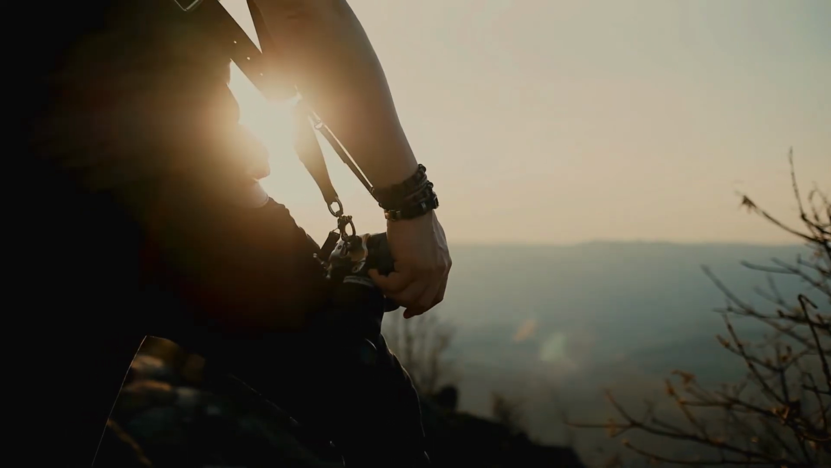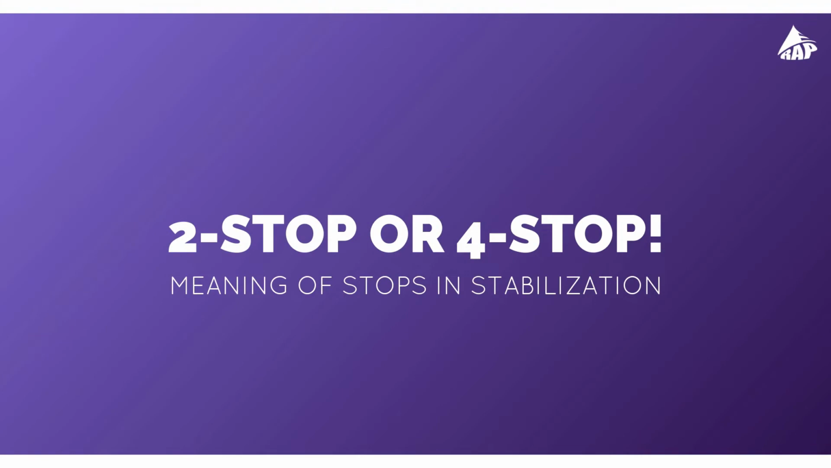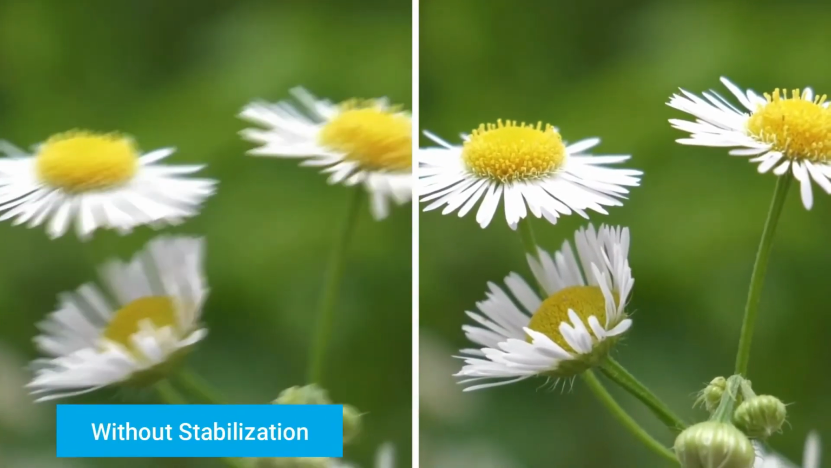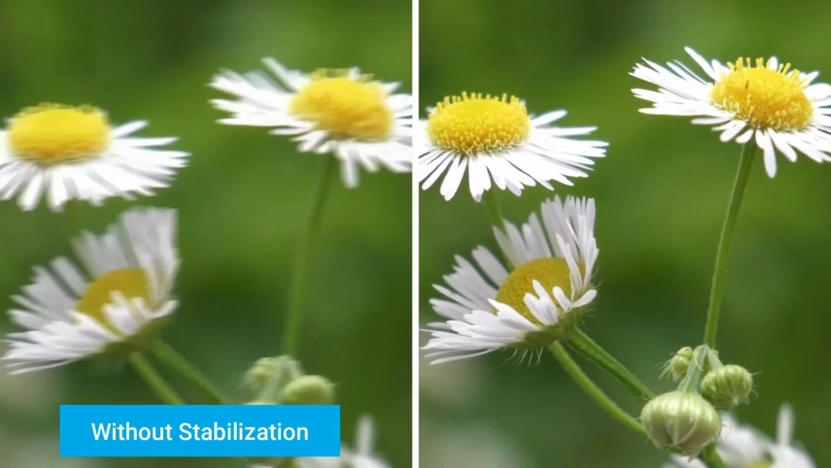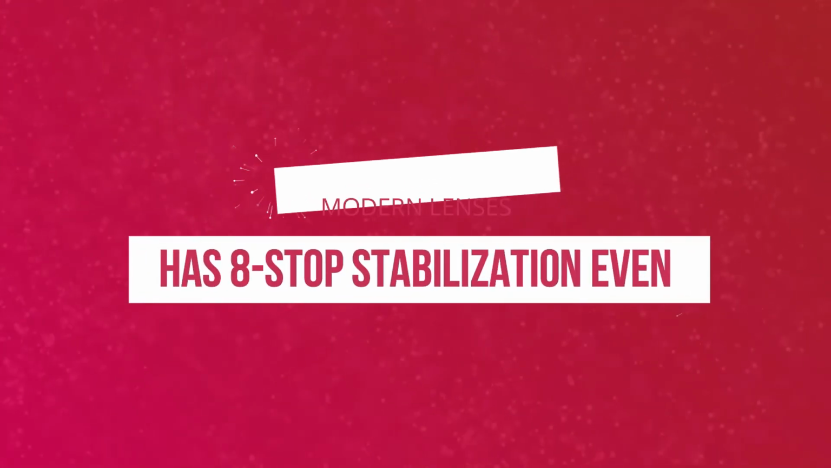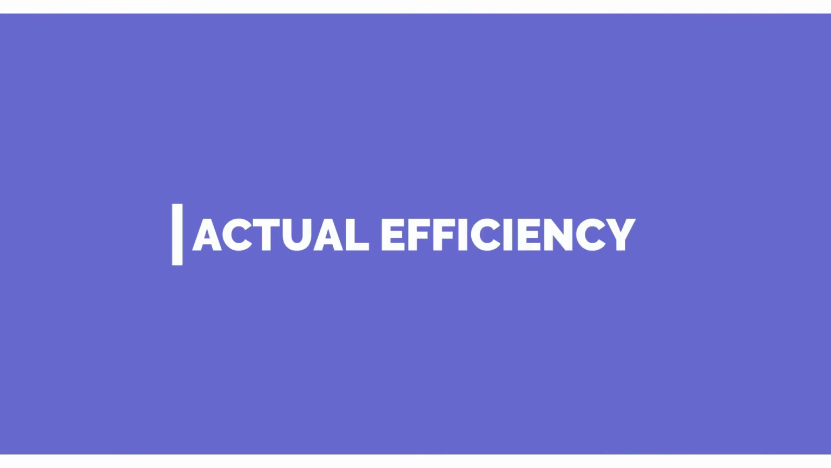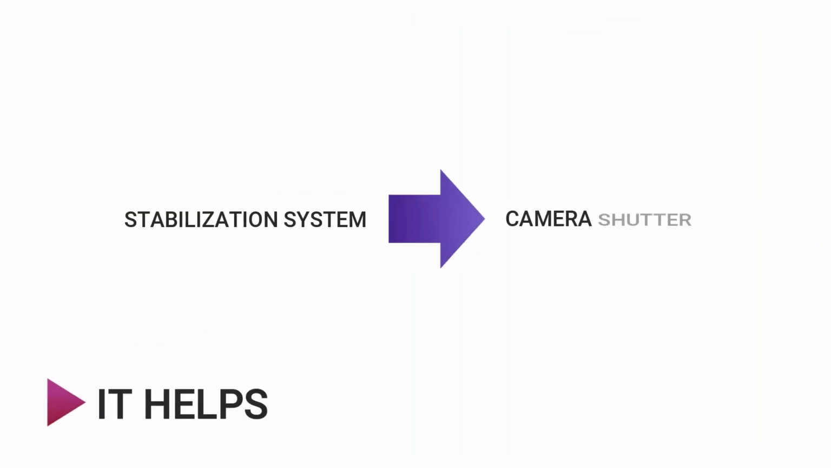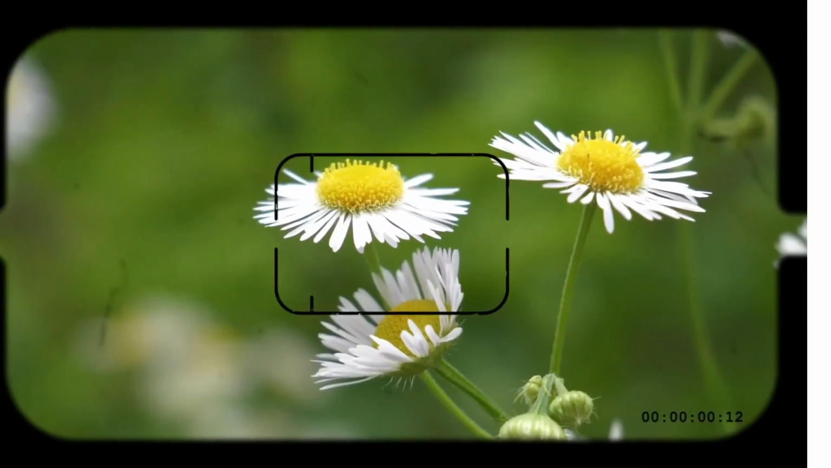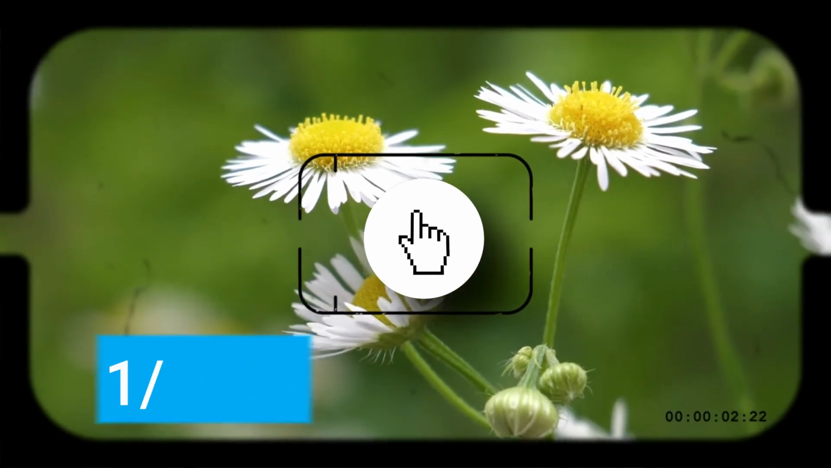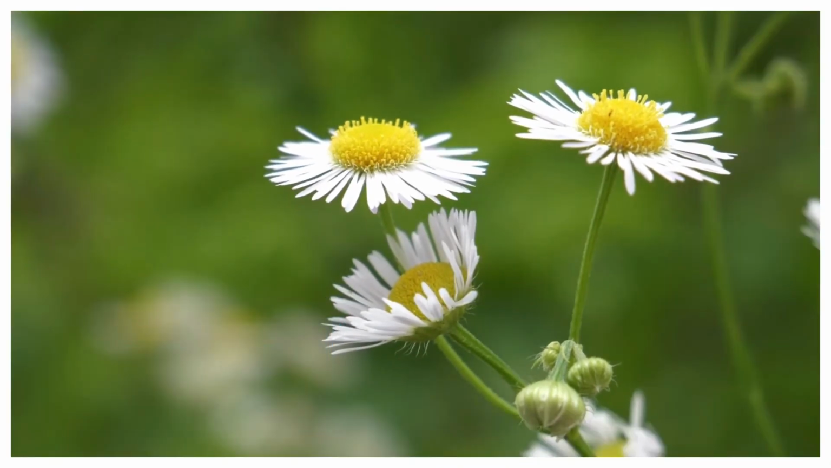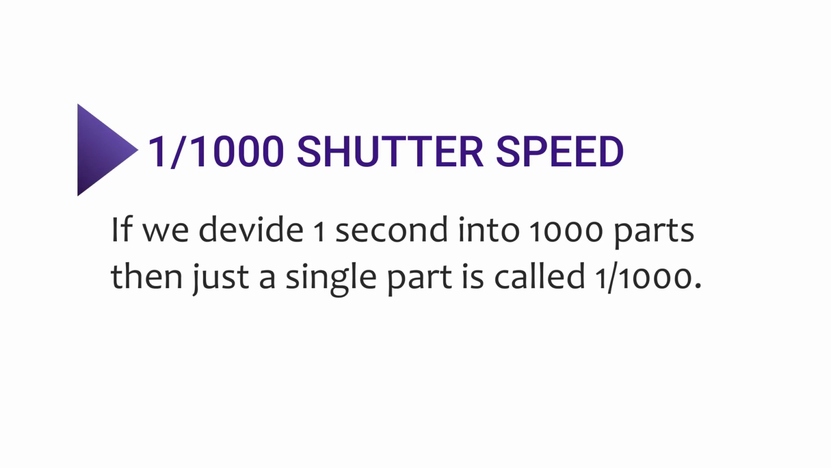You have probably seen that many camera lenses come with a 2-stop shake reduction mechanism, while some lenses come with 4-stop or even further. So what do these stops mean, and how do we understand the actual efficiency of these stops? The vibration reduction mechanism of the lens actually aids the camera shutter speed. Suppose you are taking a picture with a shutter speed of 1/1000, then in proper daylight you won't be able to find any vibration in the photograph because the shutter speed of 1/1000 is significantly fast.